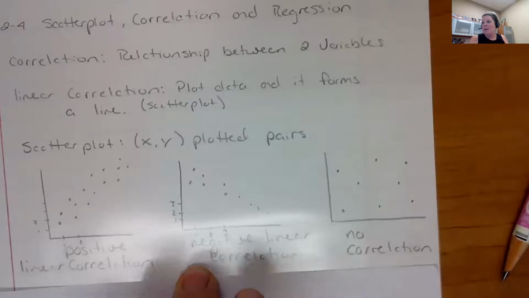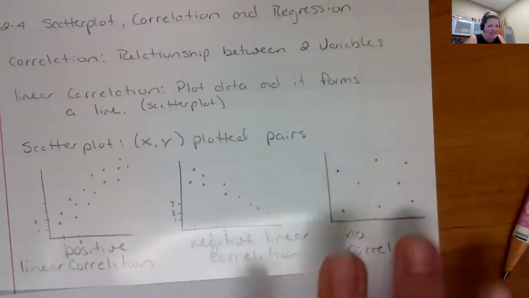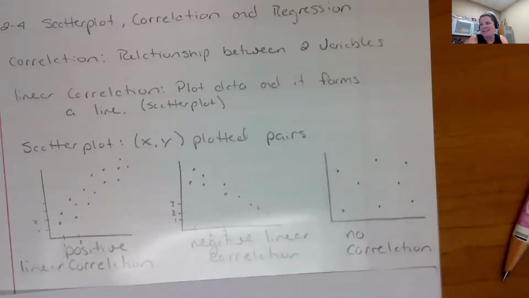So a negative correlation looks something like that. And if I have 0 correlation, no correlation, the dots are just everywhere, like this last example.